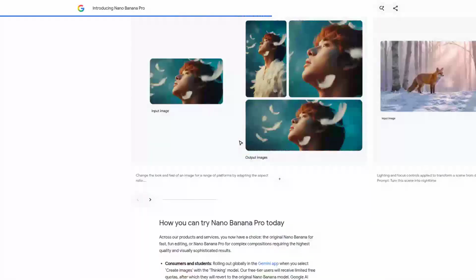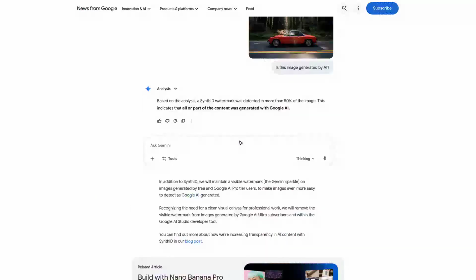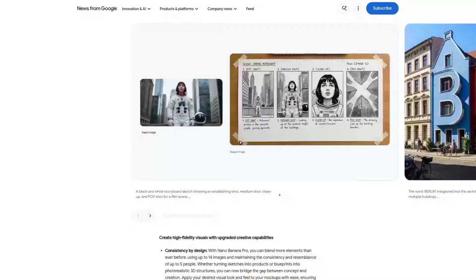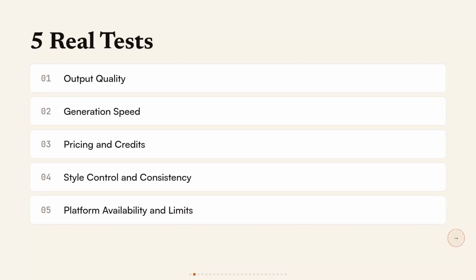Nano Banana is Google's conversational, iterative image model. Seedream is ByteDance's photorealism-first generator. The real question is whether you're generating or iterating, and that answer decides everything.